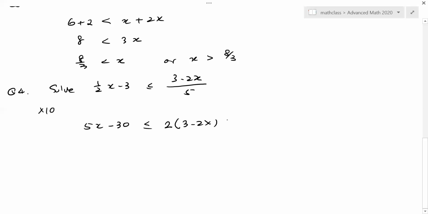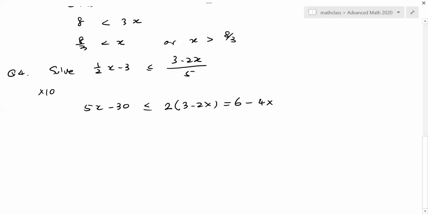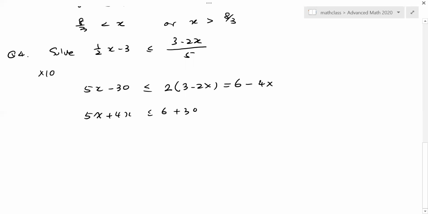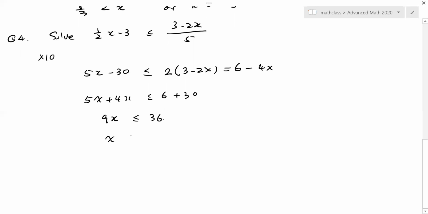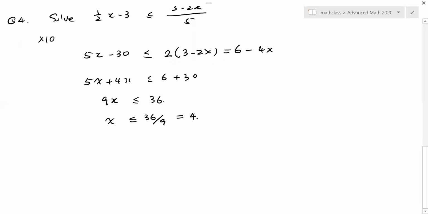Okay, so this could be 6 minus 4x. Then you add 4x to move it to the left-hand side. So you will get 5x plus 4x. Then you move 30 to the right-hand side. It becomes 30, okay? So the left-hand side is 9x. The right-hand side is 36. Then you divide both sides by 9, and that is going to be 4. Okay, so x is less than or equal to 4.